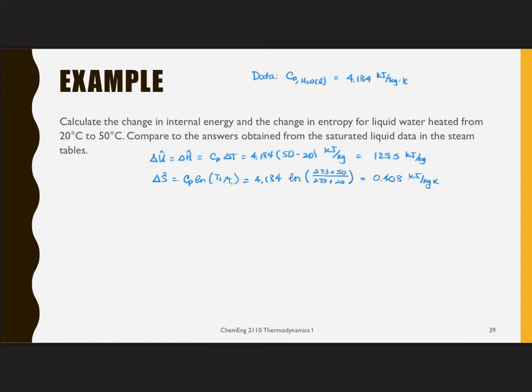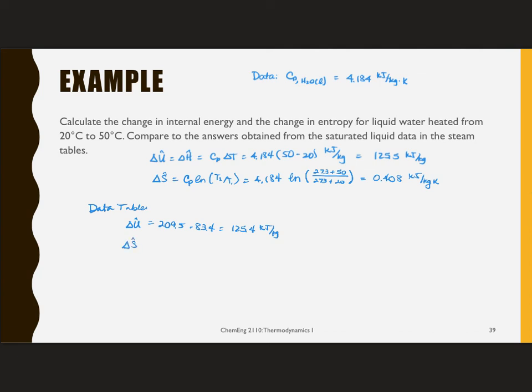Now what happens if we were to use the data tables? So using the data tables, I'm going to just simply look up saturated liquid in these. So delta u is 209.5 minus 83.4, which is 125.4 kilojoules per kilogram. We only vary in the fourth decimal place. It's less than a 0.1% error.